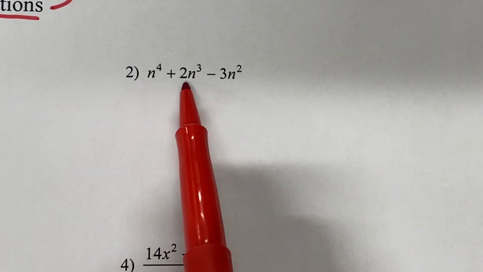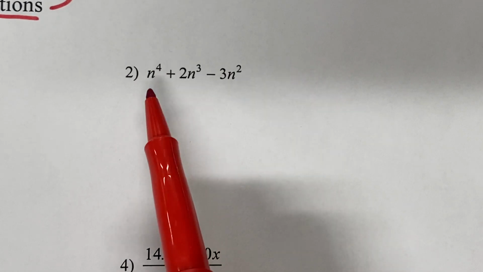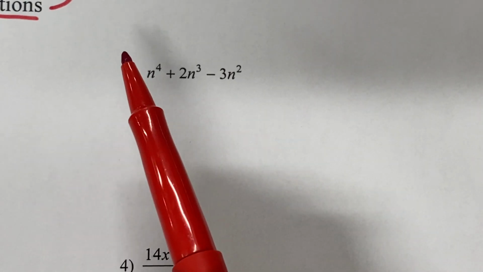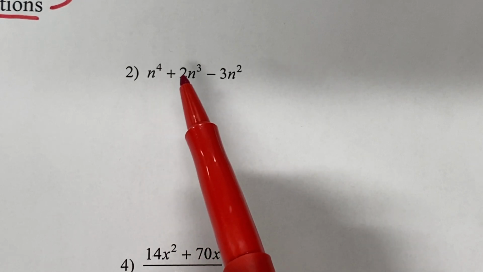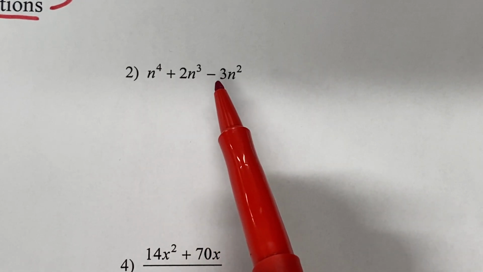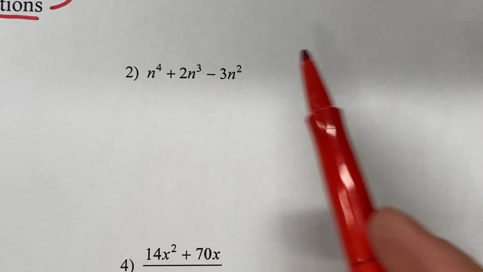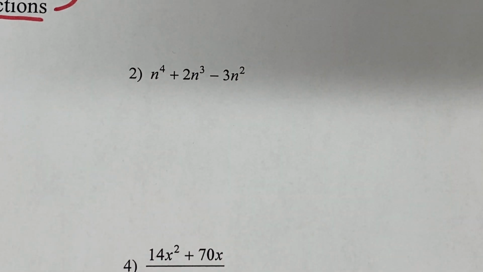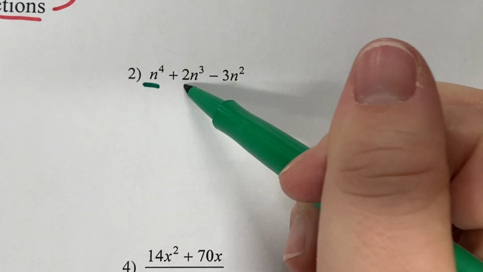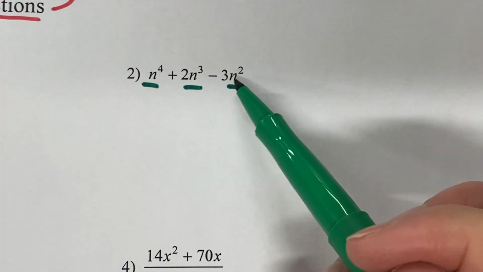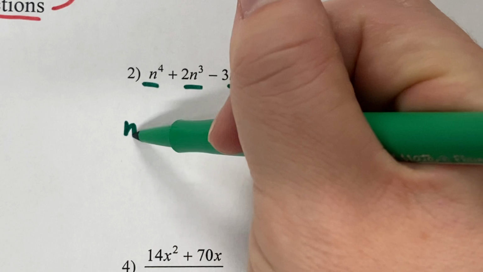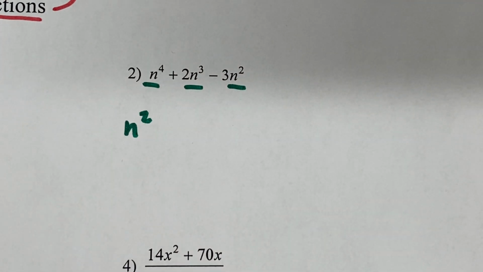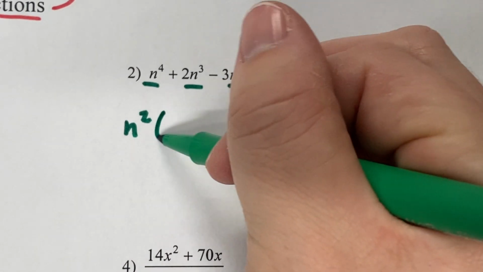All right, let's look at number 2. This time we have a trinomial, meaning 3 terms, but the same rules apply. We want to see if they have anything in common. This guy has 4 n's, this guy has 3 n's, this guy has 2 n's. So all of them have some n's. Remember, you can take the smallest amount. So we can factor out our smallest amount, which is n squared.